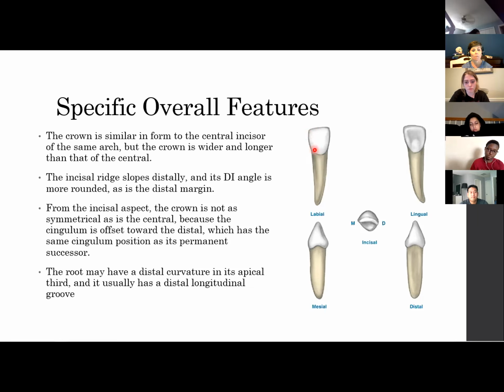Okay. From the incisal aspect, the crown is not as symmetrical. So this is the incisal. See how there's like a dip? Because the cingulum is offset to the distal, which has the same cingulum position as the permanent lateral incisor. The root may have a distal curvature in its apical third, and it usually has a distal longitudinal groove. So on the distal, there's a long groove there, but you see how it kicks out towards the distal.